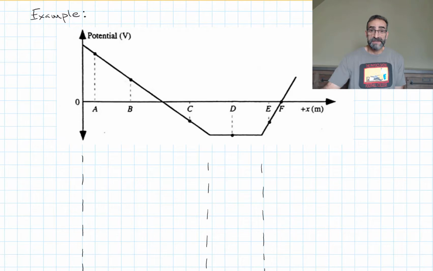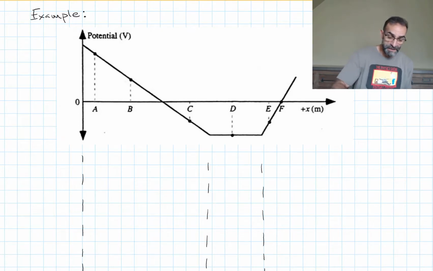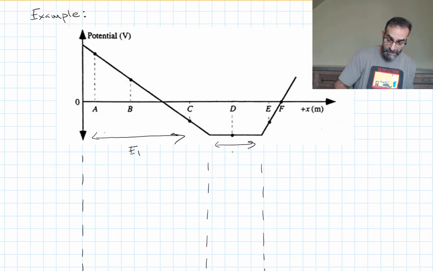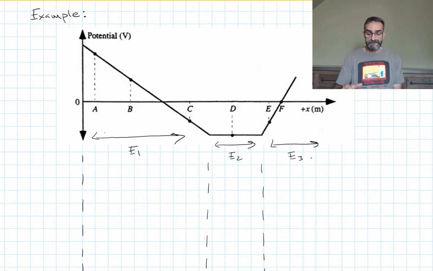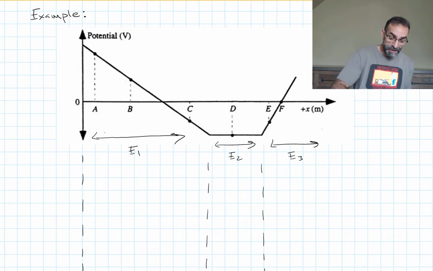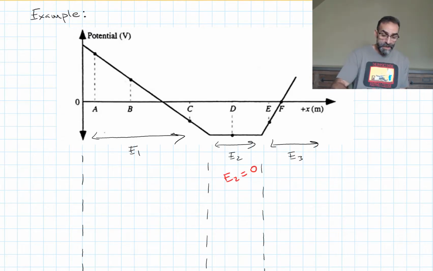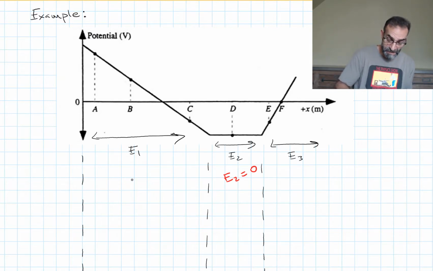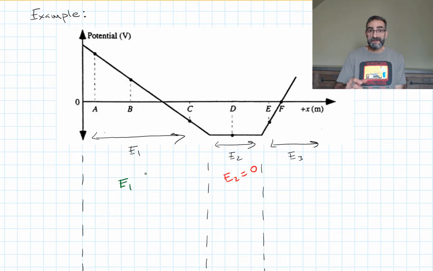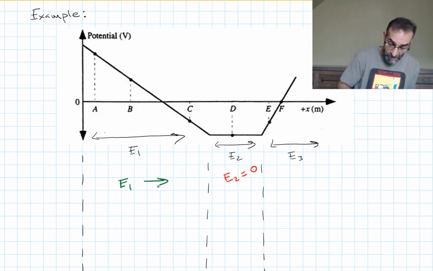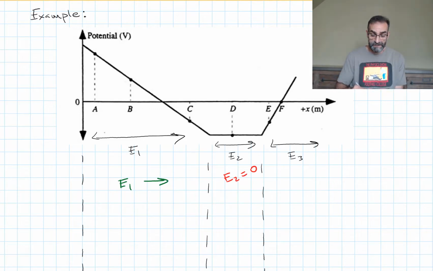Let's take a closer look at the electric field in each of these regions. Let's call this region 1, and this will be region 2, and this will be region 3. We know the electric field in region 2 is 0, right? In region 1, the electric field is constant, and it points in the positive x direction because the slope here is negative. Points in the positive direction.